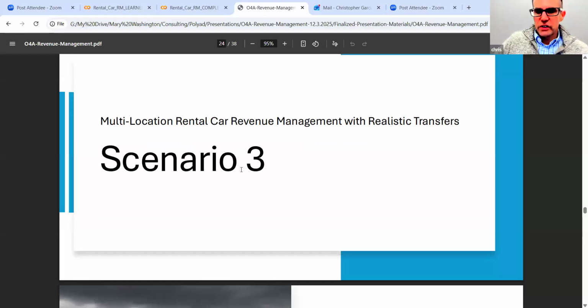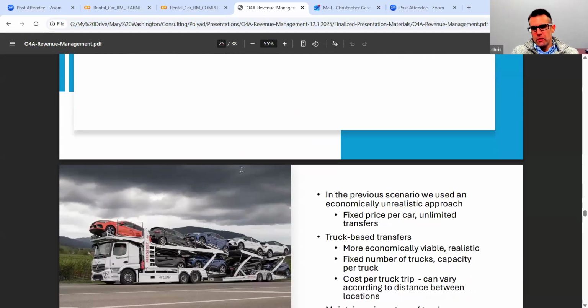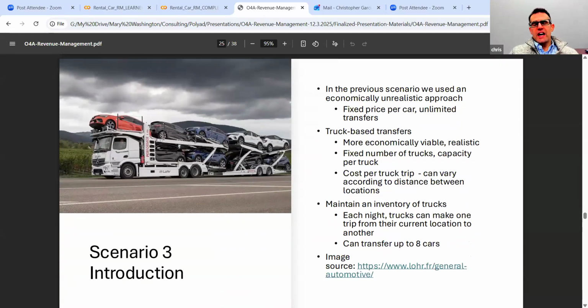In this third scenario, we're going to think about how we do the transferring. We're going to extend to use a little bit more realistic transfers. Again, when we talk about the capacity optimization part of revenue management, which is really the focus of today's discussion, the goal is how do we align our capacity intelligently? How do we use it as effectively as possible? If we think about transferring individual cars, one car at a time, having that kind of flexibility, on the one hand, that's really flexible. On the other hand, it's economically unfeasible for a number of reasons. One of these is that the notion of unlimited transfers just doesn't really work in the real world.